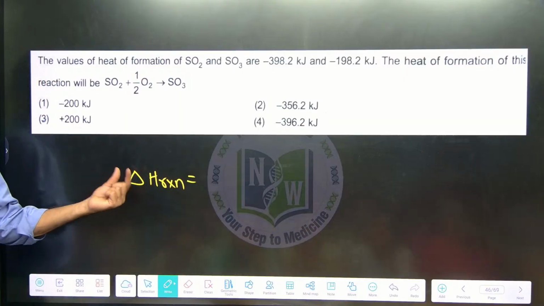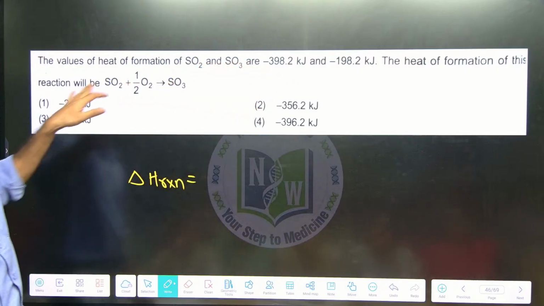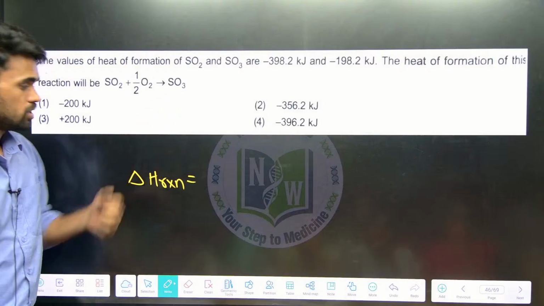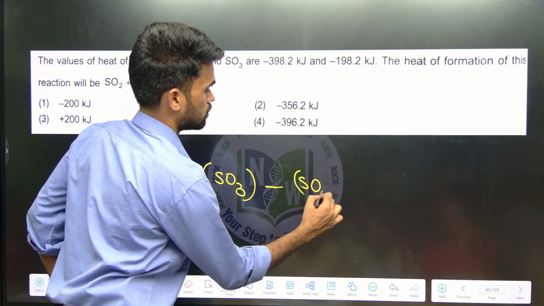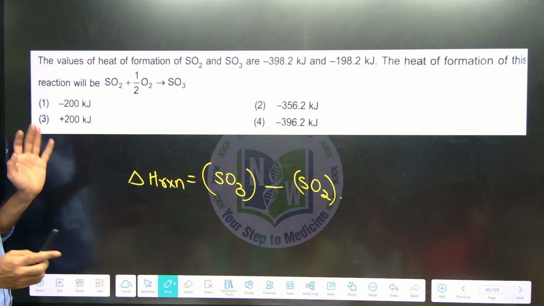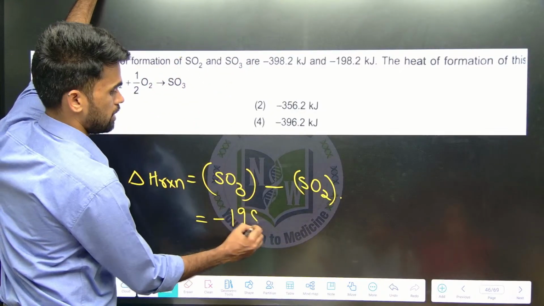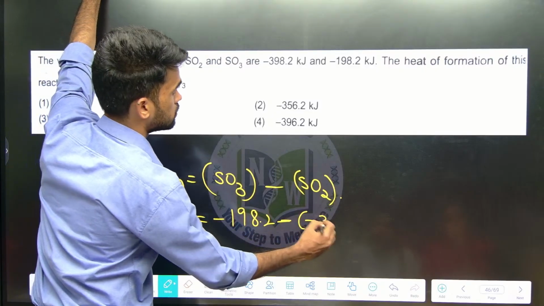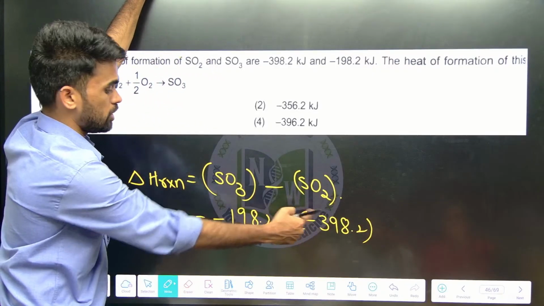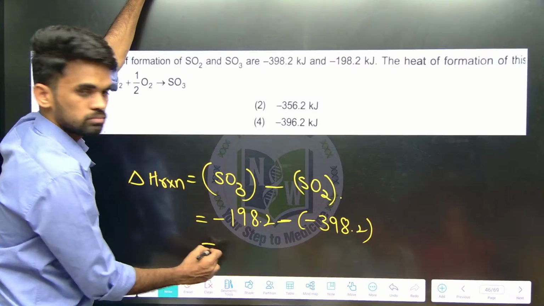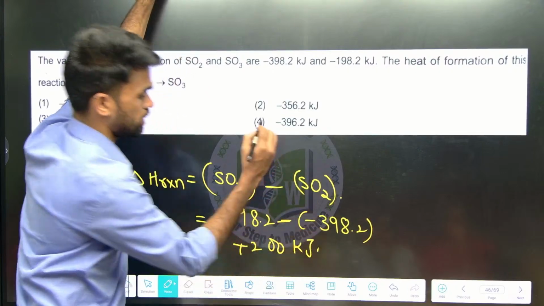Okay, so enthalpy of reaction. The values of heat of formation of SO2, SO3 are given, heat of formation of reaction. So who is forming in the reaction? Enthalpy of formation of SO3 minus enthalpy of formation of SO2. For oxygen it will be 0. So for SO3 how much? Minus 398.2. This is minus of minus now. So minus of minus becomes plus. So plus 398.2 minus 198.2, plus 200 kilojoules.